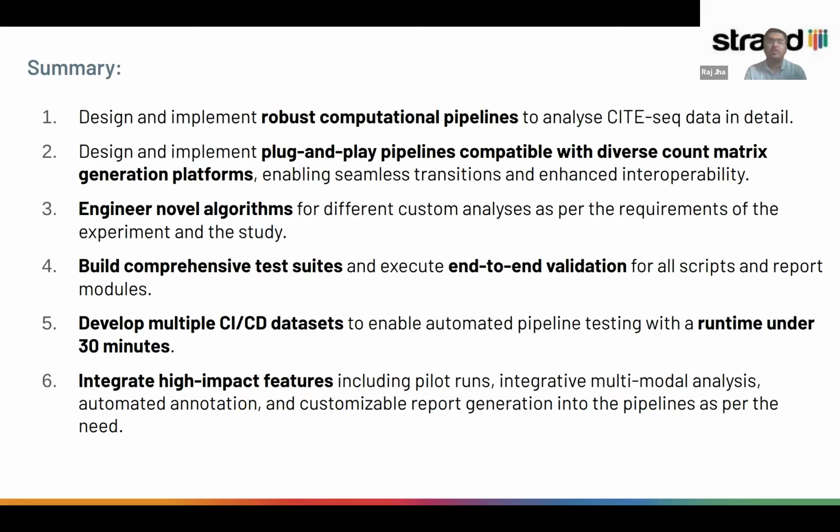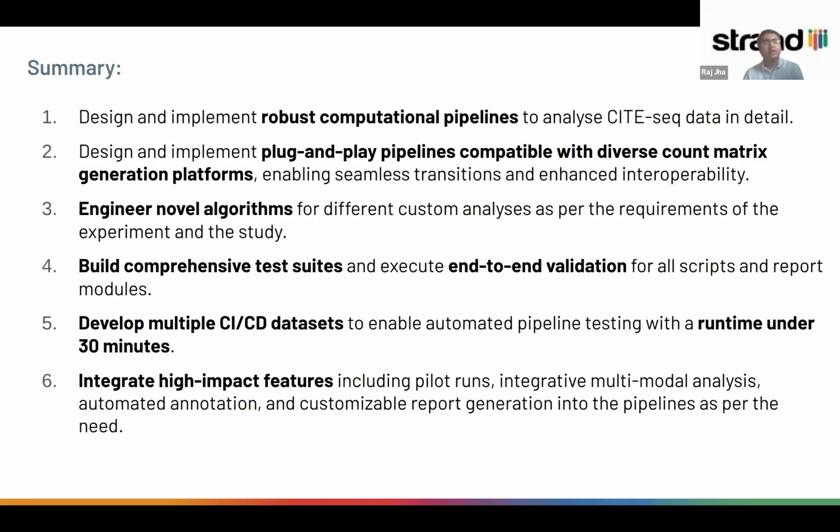We can also engineer novel algorithms for different custom analyses as per the requirement of the experiment and study. We can build comprehensive test suites and execute end-to-end validation for different scripts and report all the modules. We can develop CI/CD test datasets with run times just under 30 minutes, so you can test the whole pipeline.